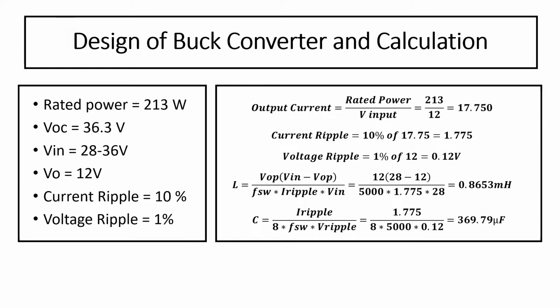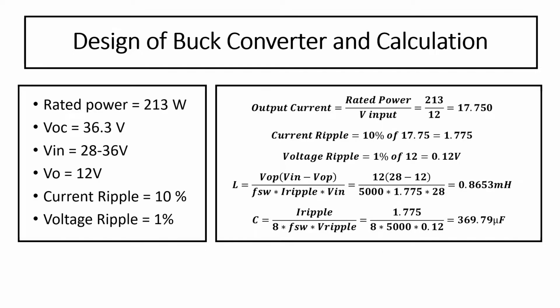So these are the formulas to calculate the output current. Output current will be rated power by V output, because power is equal to V into I for a DC system. So you have 213 divided by 12, which is 17.750 amps, and then current ripple is 10% of the output current, which is 1.775 amps. And then voltage ripple is 1% of 12 volts, which is 0.12 volts.